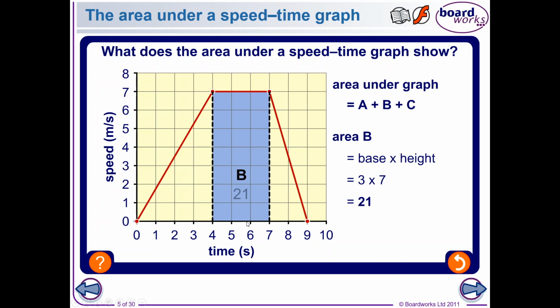Area B is a rectangle. To work out the area of a rectangle, hopefully you know it's the base times the height. So the base of this one is 3, the height is 7, so 3 times 7 is 21. That's the area of this shape.